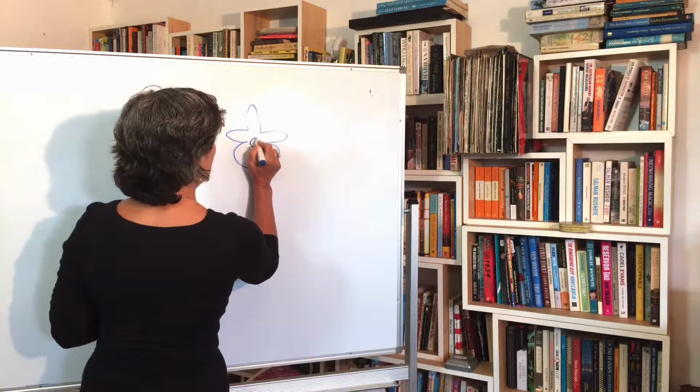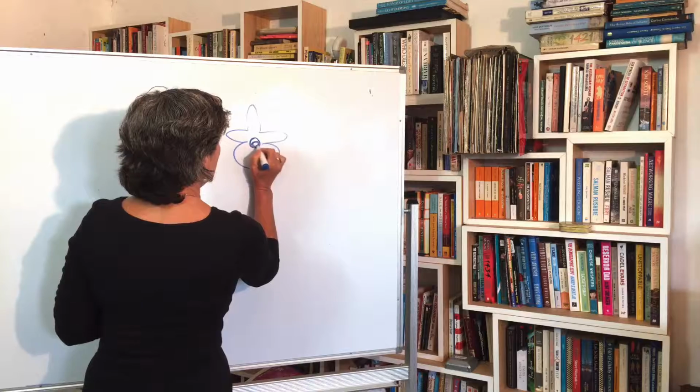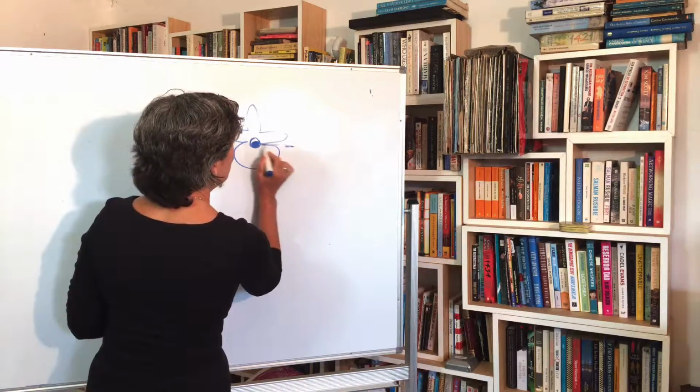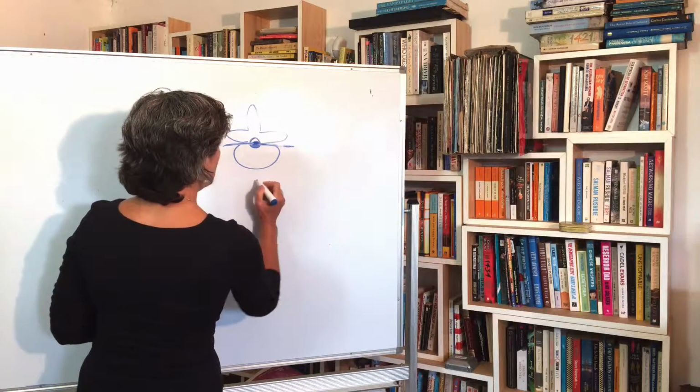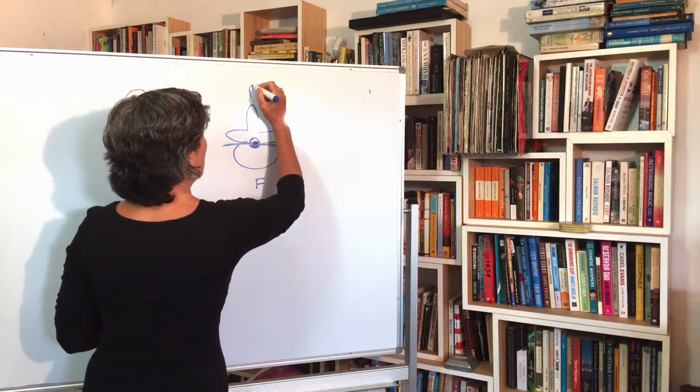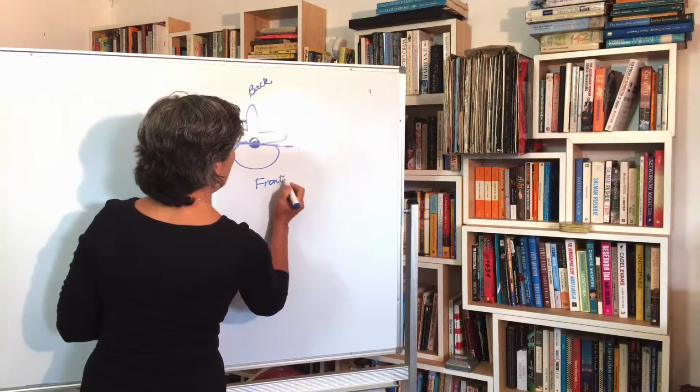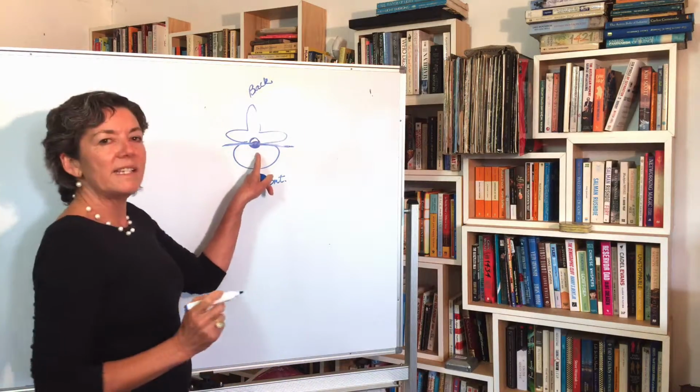And here we've got the spinal canal. In here we've got the spinal cord. And at each level we have spinal nerves that come out. So this is the front and that's the back. And this is where the disc is.